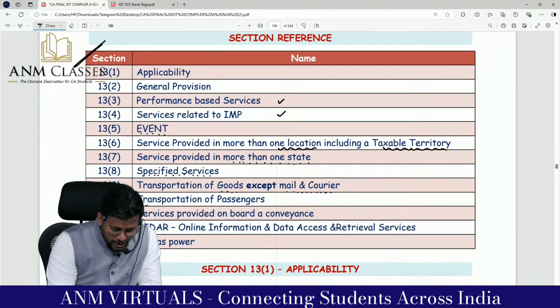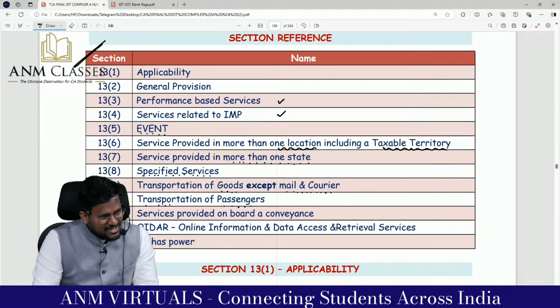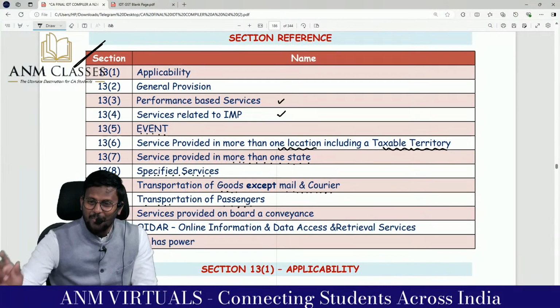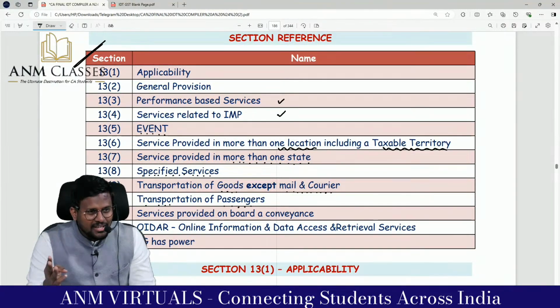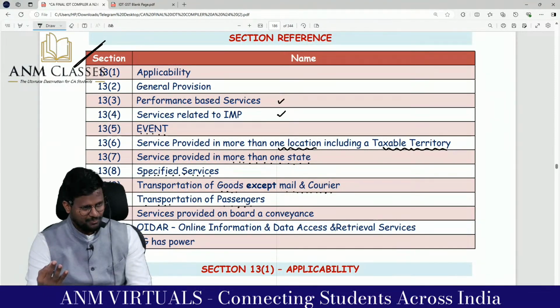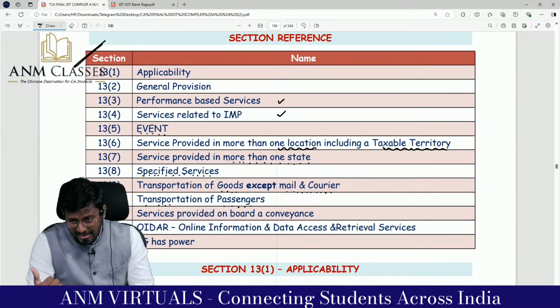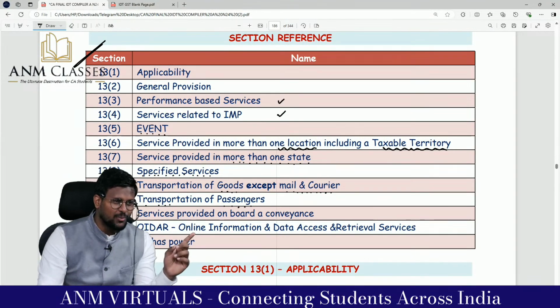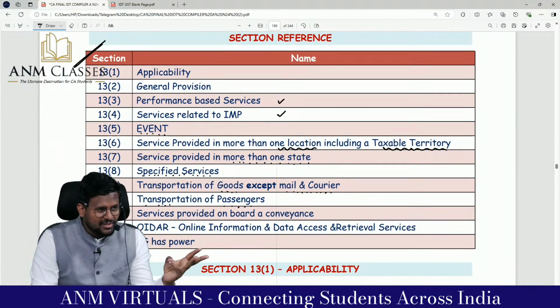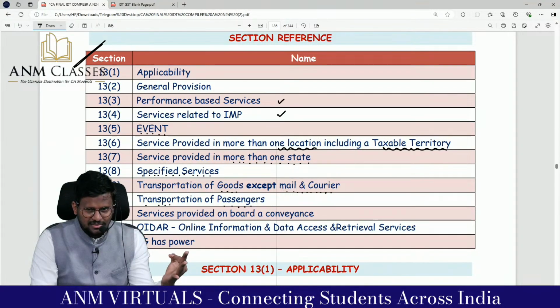13.10 is transportation of passengers. Meanwhile 12.1 through 12.10. Coming here, 13.1, 13.2, 13.3, 13.4, 13.5, 13.6, 13.7, 13.8, 13.9, 13.10.